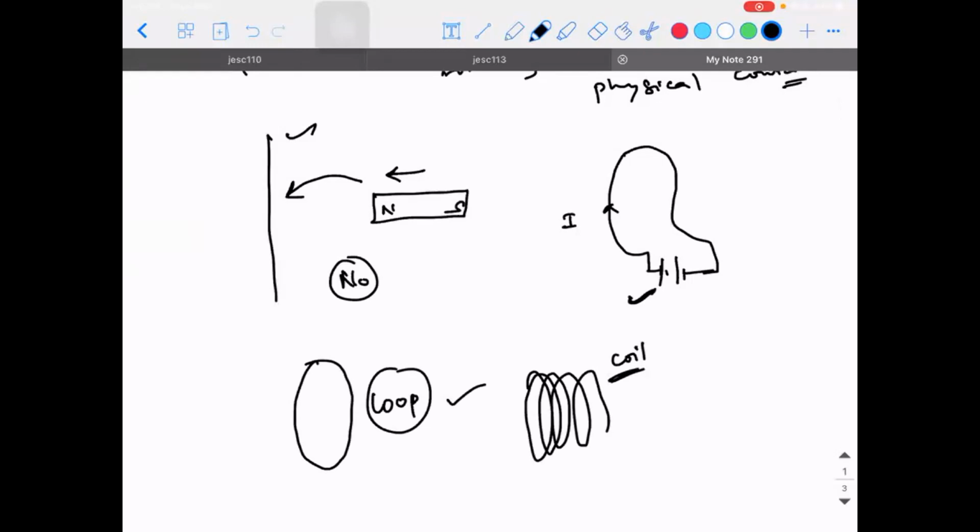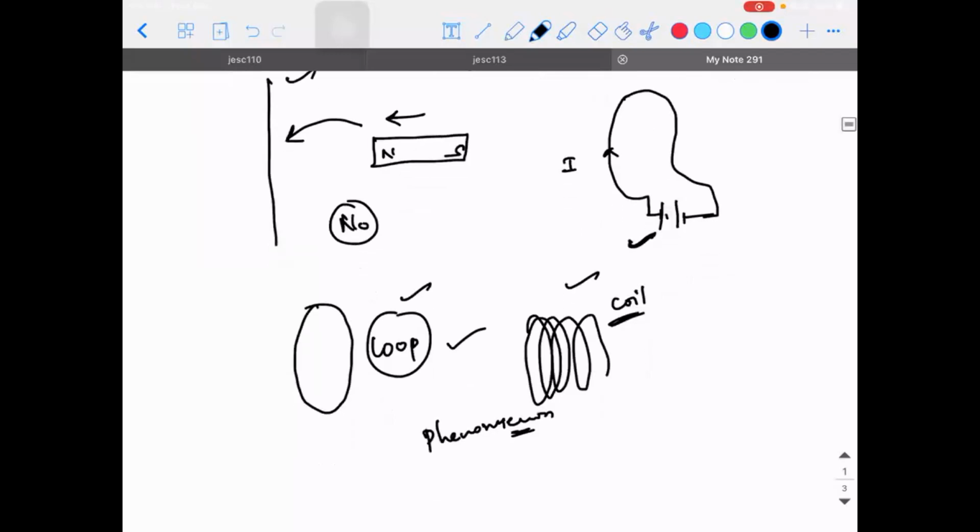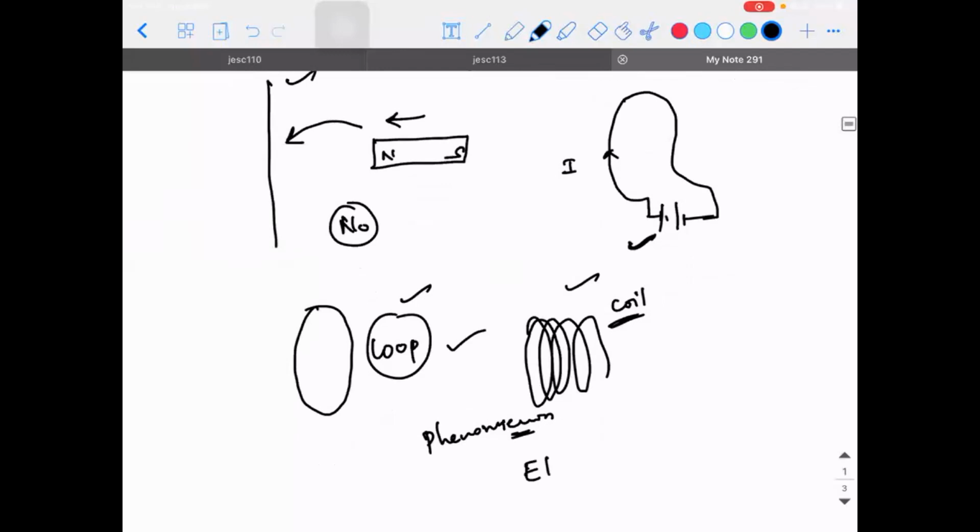So if you have a loop or a coil in which you are able to change the number of field lines, I'm repeating it again, if you are able to change the number of field lines, then it is observed that the electrons inside those metallic conductors will start moving. That phenomenon where you are able to induce electricity using magnetism is what is called electromagnetic induction, or EMI. In simple terms, we call it EMI.